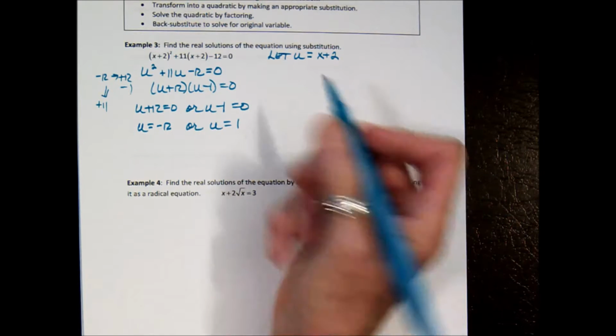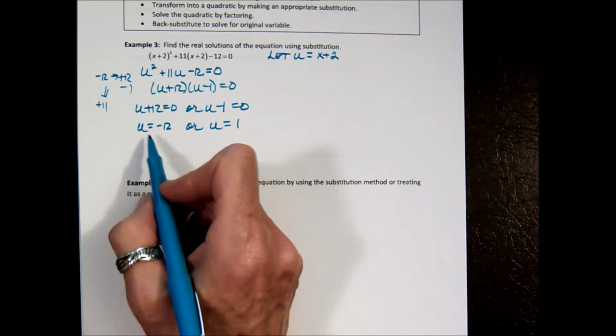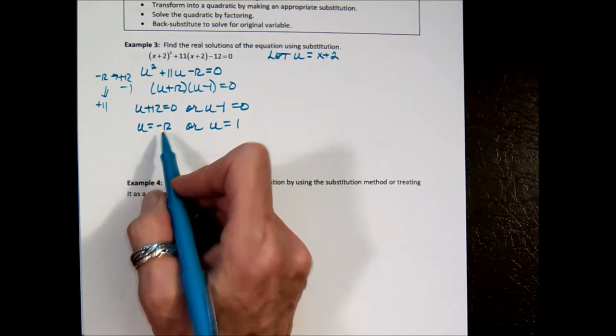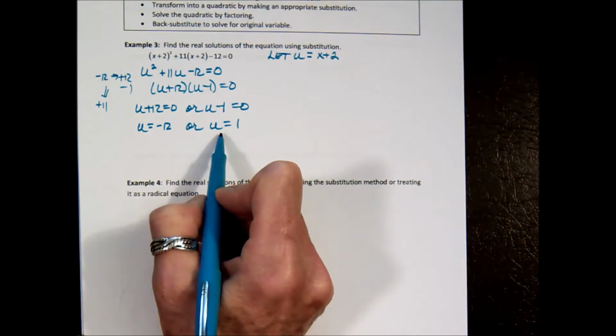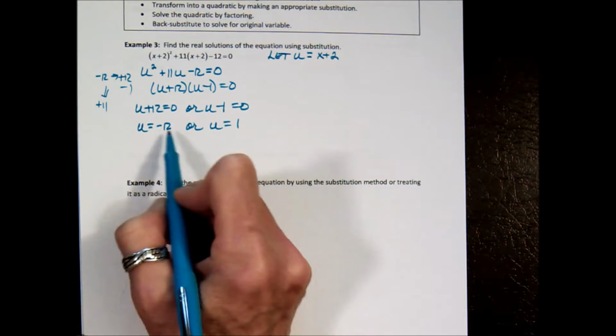Now, here's the part that is hard about, not hard, but easy to forget. We are not finished. We made a u-substitution, but we were really looking for x.